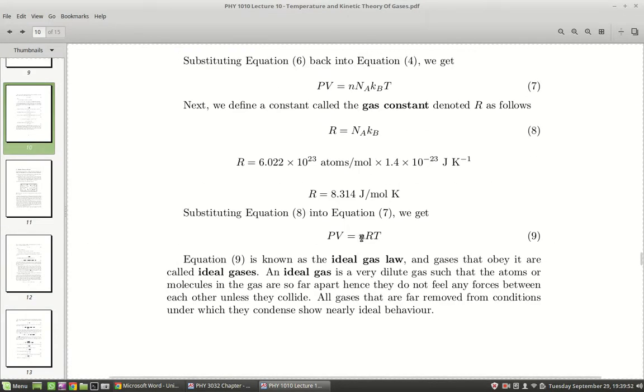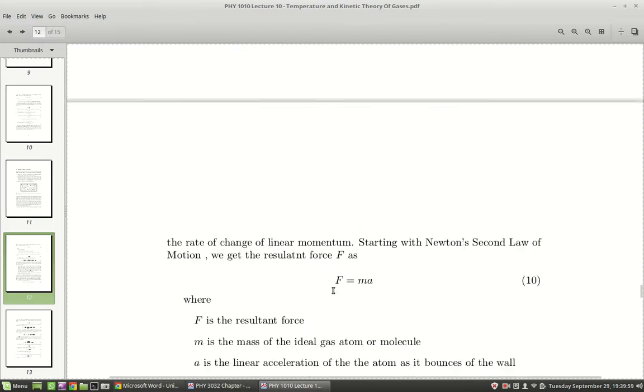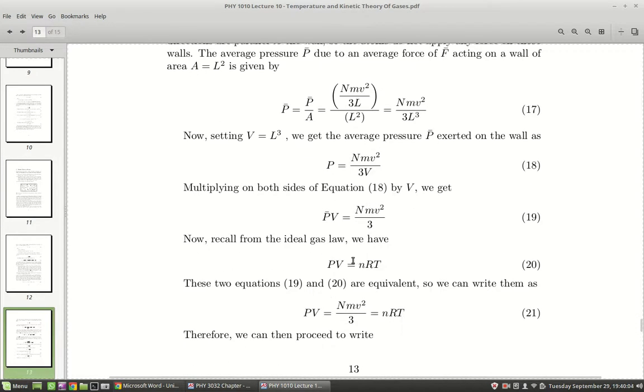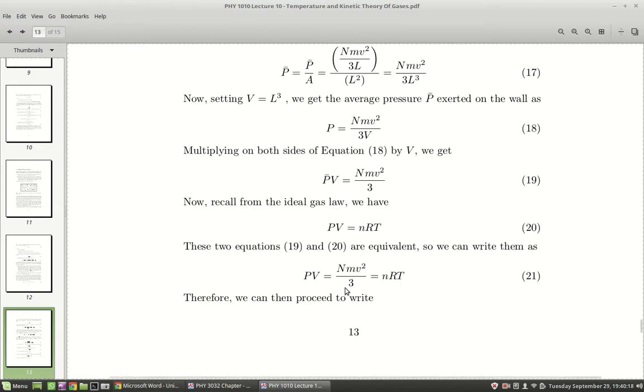Now remember from the ideal gas law, pressure times volume is equal to the number of moles, the gas constant times T. So this PV, when we enforce the gas law, is also equal to nRT. We equate these two equations, equation 19 and equation 20. They don't look the same, but basically they're equivalent. So we force this equivalence, and we end up having PV equal to N m v squared over 3, which is equal to nRT.